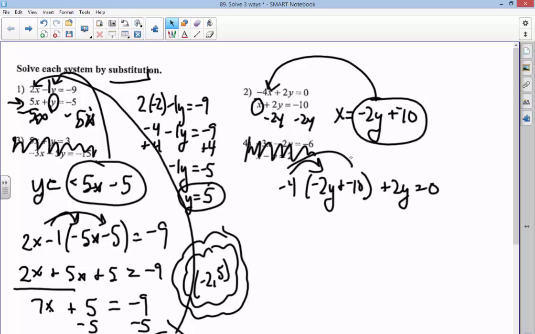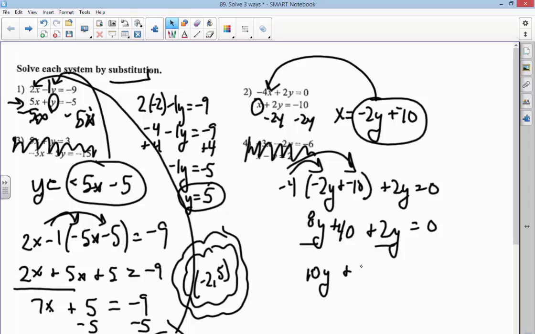You're going to distribute, so 8y plus 40 plus 2y equals 0. The 8y and the 2y are on the same side of the equation, so 10y plus 40 equals 0. You're going to subtract the 40 to isolate the y. 10y equals negative 40, and then divide by 10 to get the y alone. So y equals negative 4.